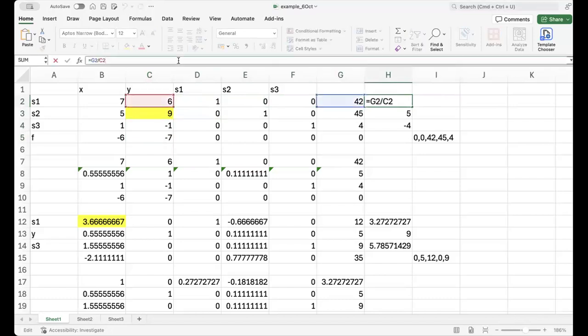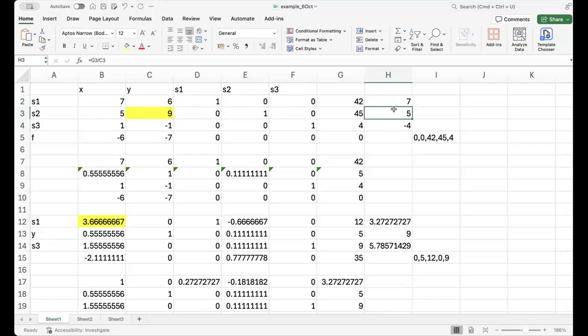And for the one we're going to remove, we consider b over a, the ratio, the fraction of b and a. This column, b, it's 42 divided by 6. And this one, it's 45 divided by 9. But actually, this one we can skip because this is already negative. We consider only positive ones.